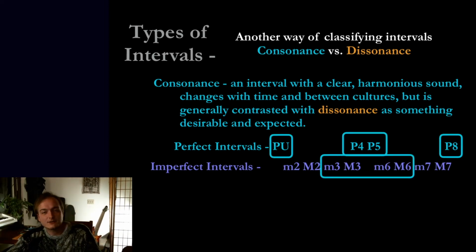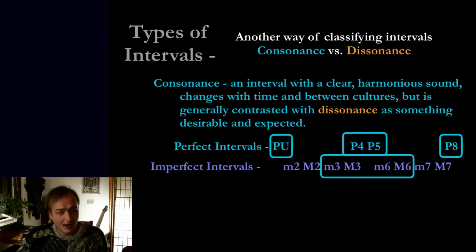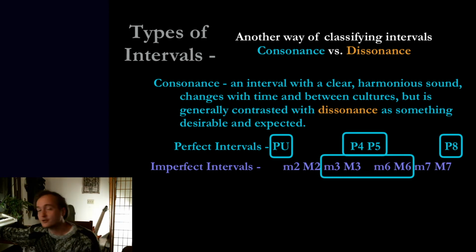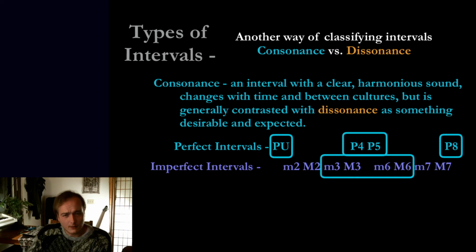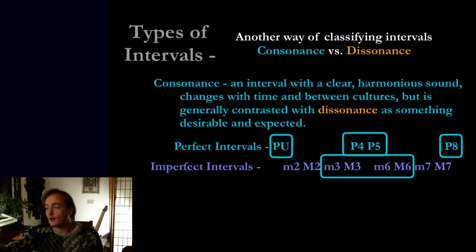The consonant intervals, like I said, include all the perfect intervals by default. Unisons and octaves are clearly clear and harmonious. Fourths and fifths, as we showed before, have a similar kind of clear and harmonious sound. And there's mathematical reasons for this that we could totally get into. But for now, I'm just concentrated on these basic building blocks in music theory.